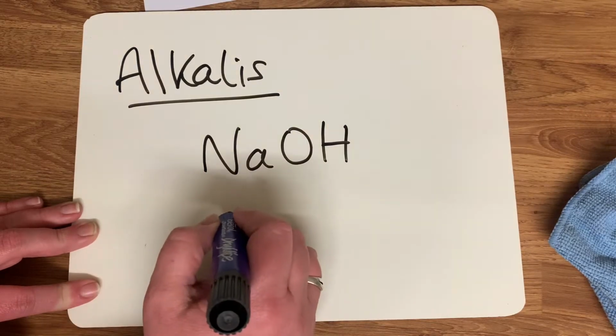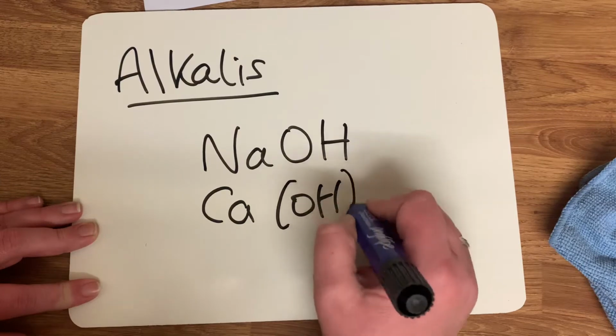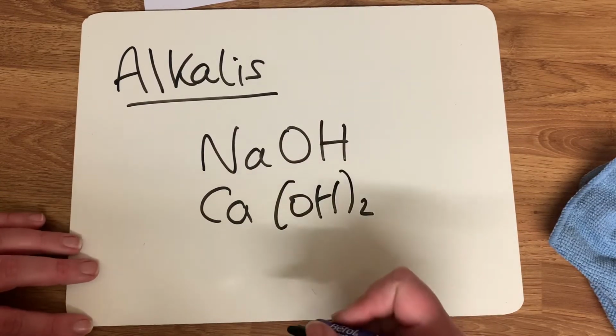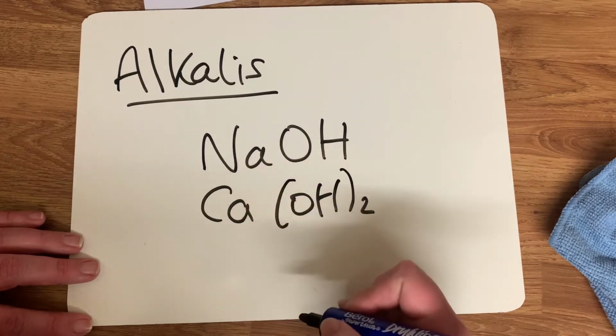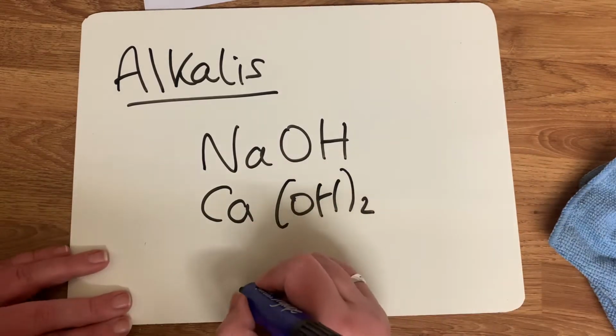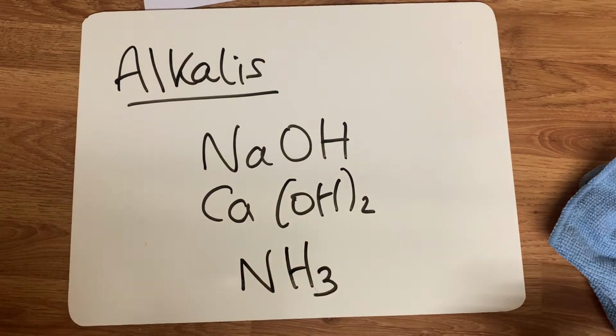The formula for calcium hydroxide is CaOH2. I'll explain these formulas and where they come from whenever I see you again. And ammonia solution, you're going to fill in the formula for ammonia is NH3. So fill those in your book.